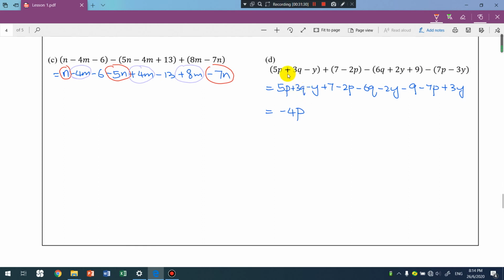Q, press your calculator, 3. Okay, negative 6q, press minus 6. Okay, no more q, this is 9. Then press equal, negative 3. Negative 3q. Okay, let me double check again. Okay, correct. Okay, now let's go to y.